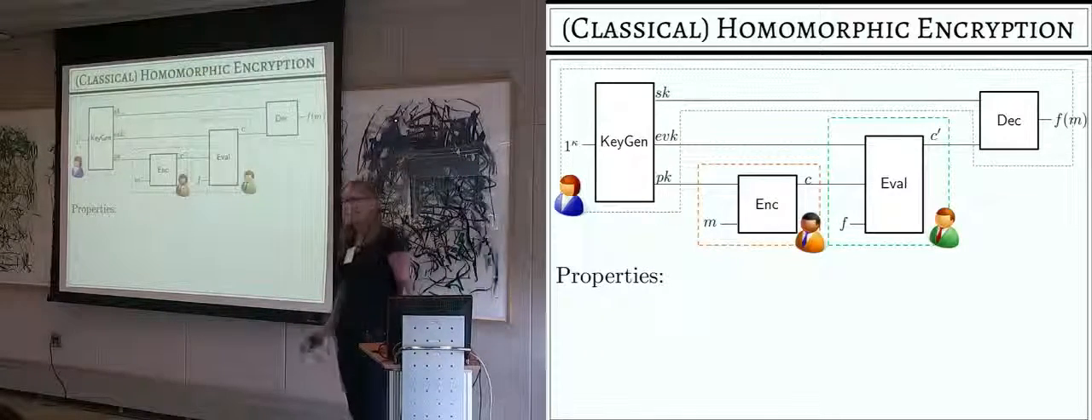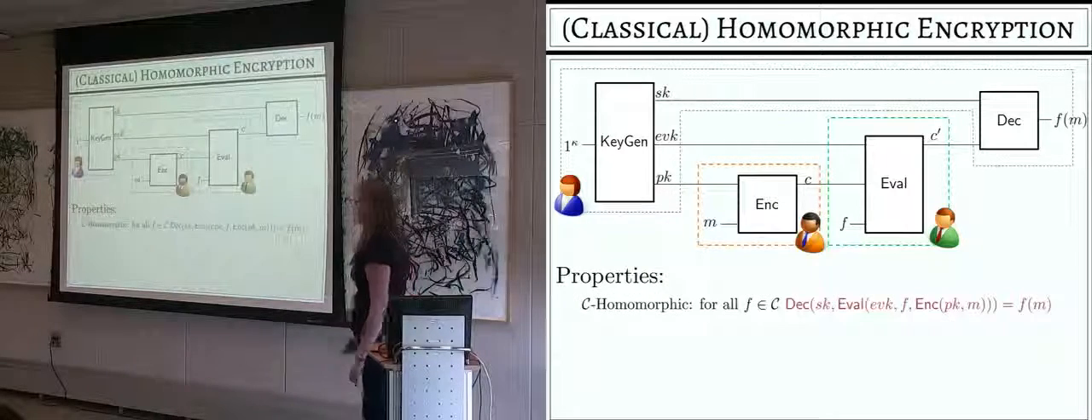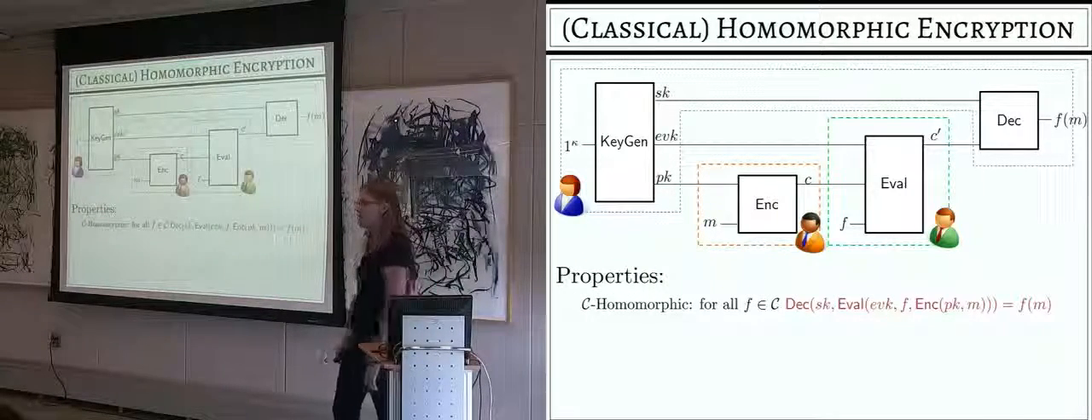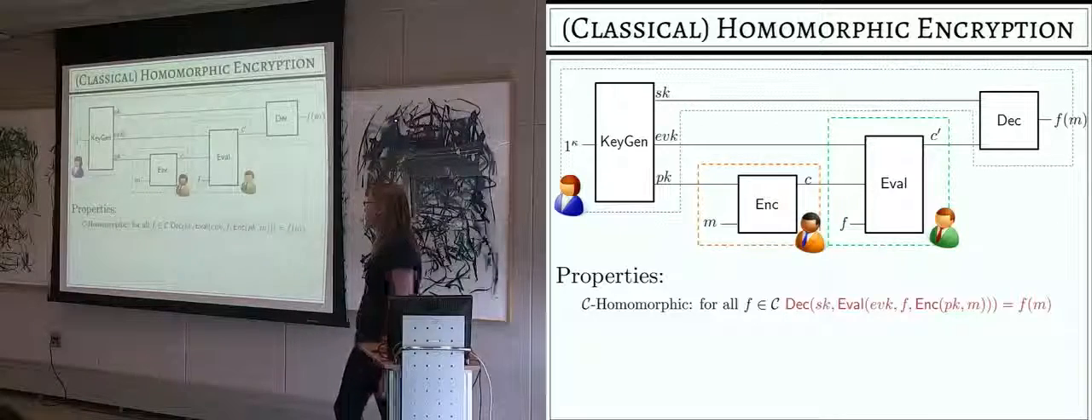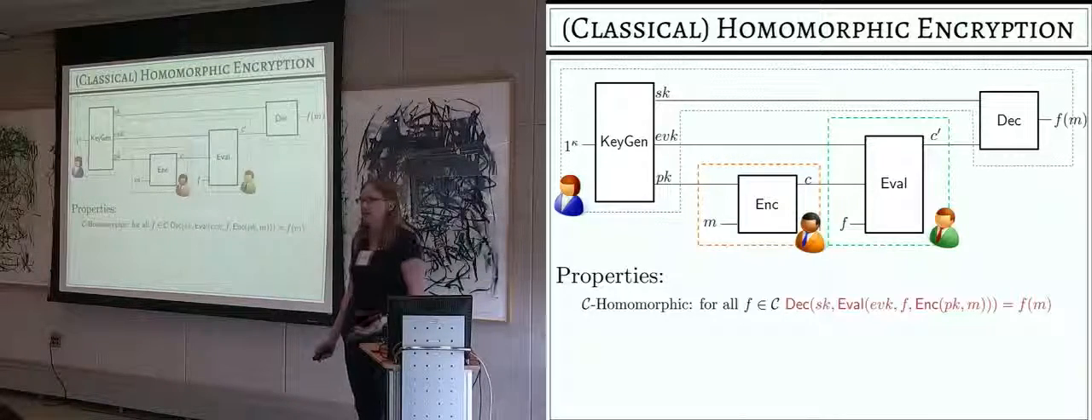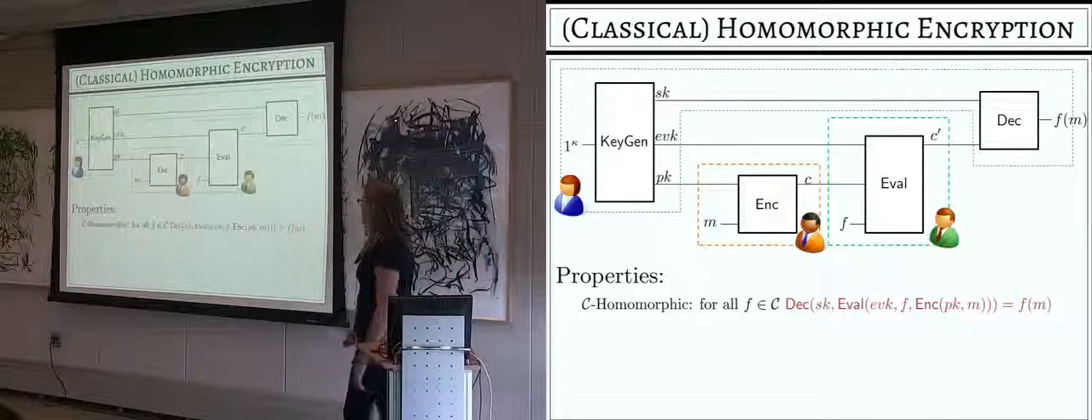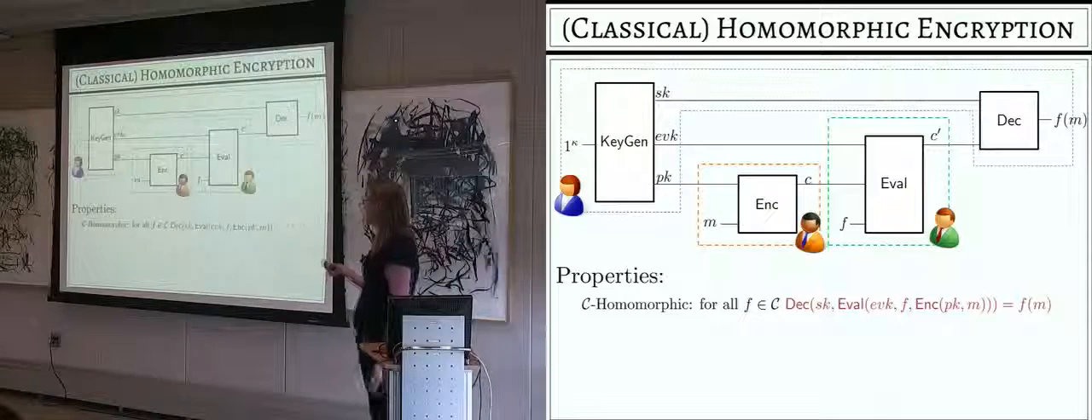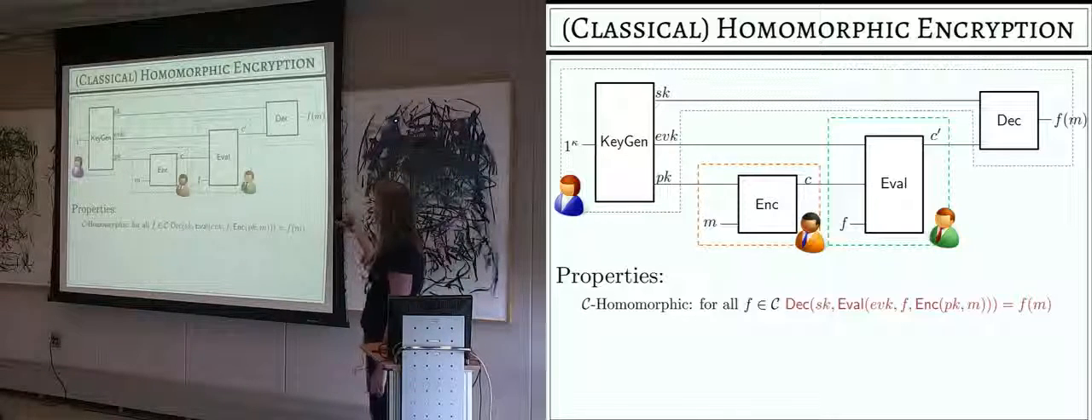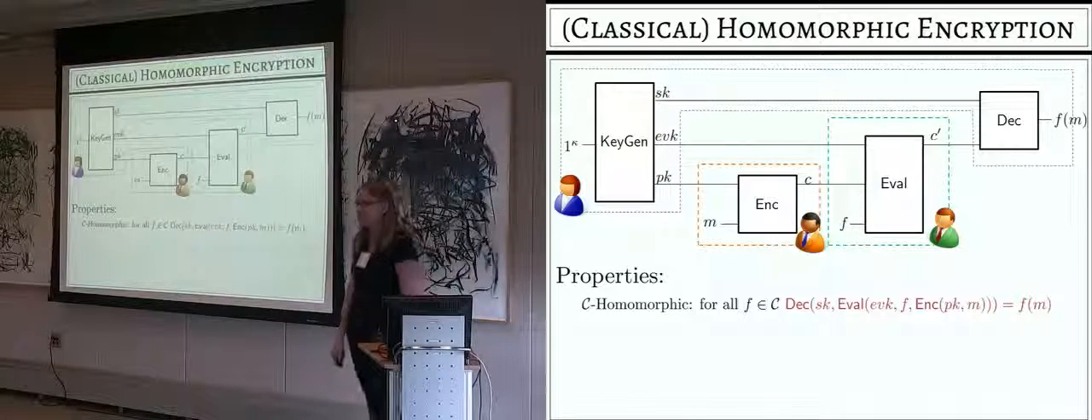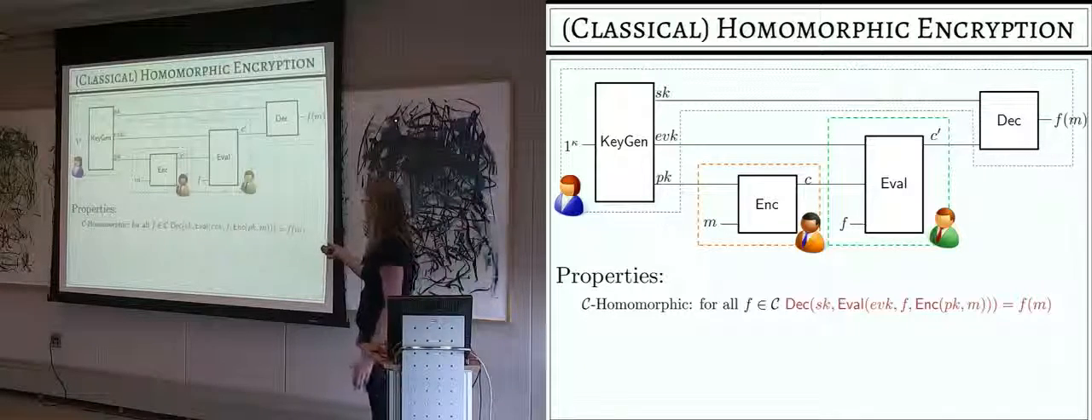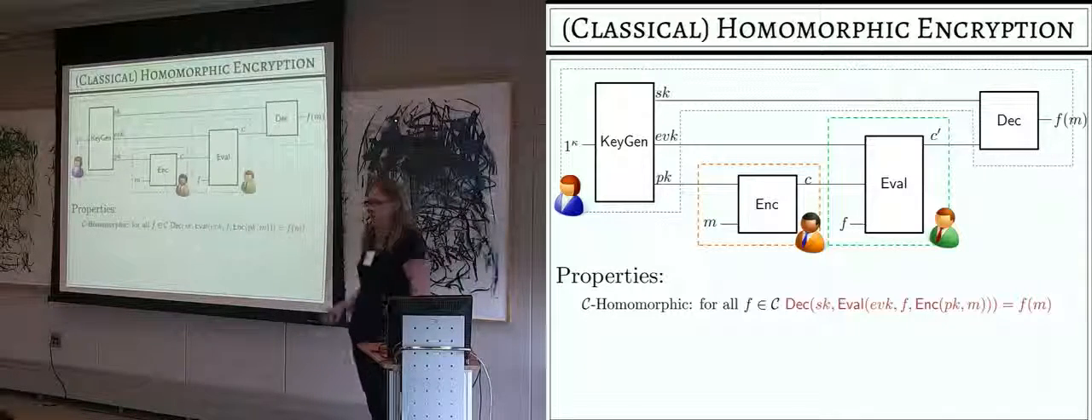Okay, so there's some properties that we hope such a scheme would have, and the first, of course, is a homomorphic property. So we say that a scheme is C homomorphic, where C is some set of circuits, let's say in addition and multiplication gates. And we say a scheme is C homomorphic if for every f in C, essentially what this says is that if Charlie evaluates with f as an input, then Alice can decrypt and she'll get f of m. So it's saying that this evaluation procedure works for any f in C.